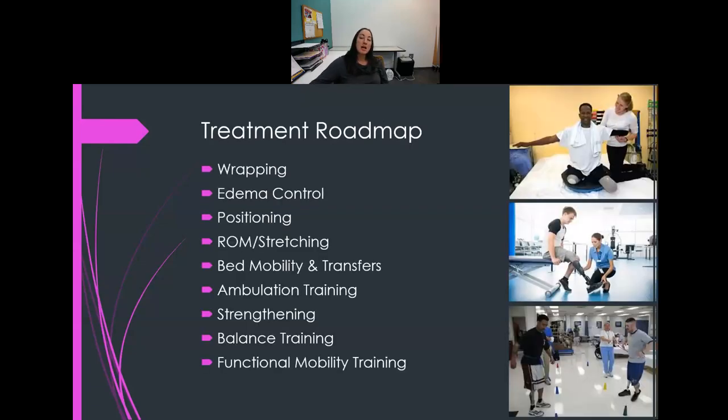With treatment, some of the considerations, so we typically will do some type of residual limb wrapping to keep the inflammation out, and any other type of modality or manual technique to help with edema control, positioning to encourage stretching of muscles and decrease the likelihood of getting a hip flexor contracture, range of motion and stretching exercises, bed mobility and transfers, ambulation, strengthening, balance, functional mobility. So teaching them how to move and walk and stand and balance again with the changes that have occurred at either their arm, leg. With us, typically we'll see more legs than anything. A lot of the arms will go to an OT.